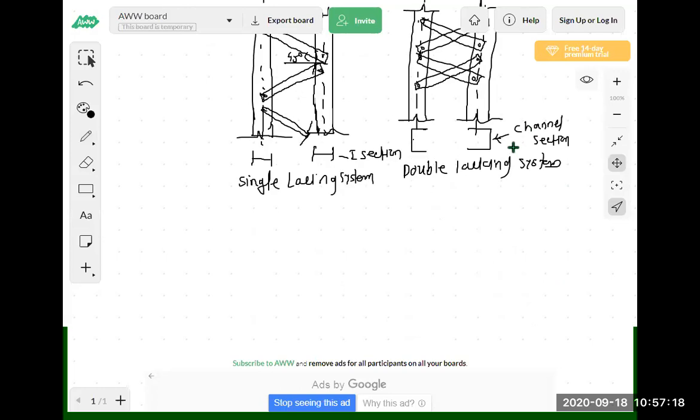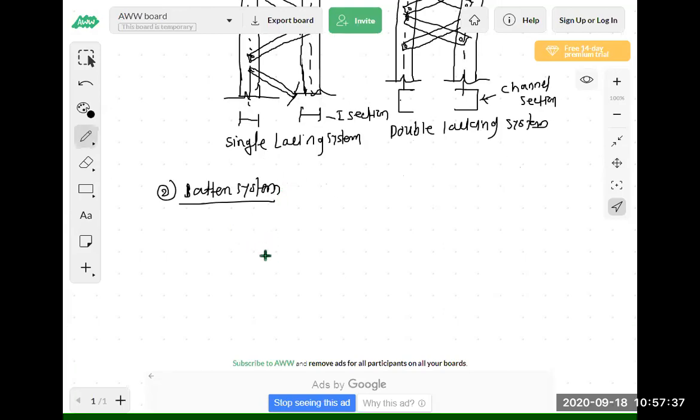So now, second is the batten system. Instead of this lacing, we are using battens. So how to?